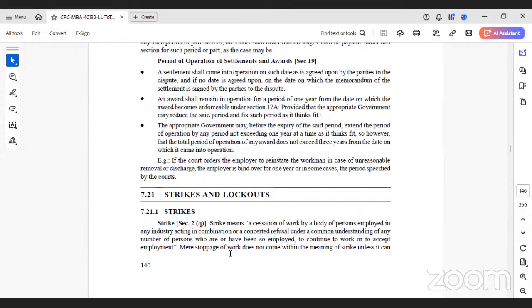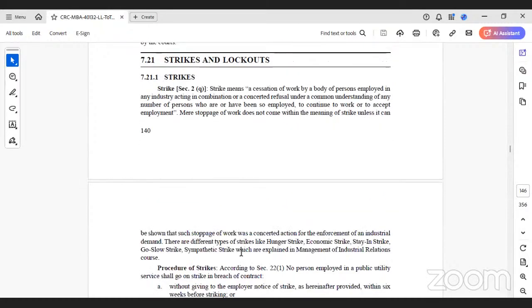And coming to the strikes and lockout, strike means it is a cessation of work by a body of persons employed. That is, he doesn't want to work. The stoppage of the work has occurred. And it can be a number of persons who are employed under one employment.